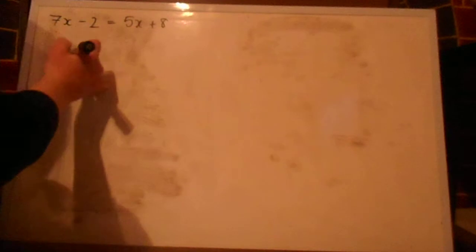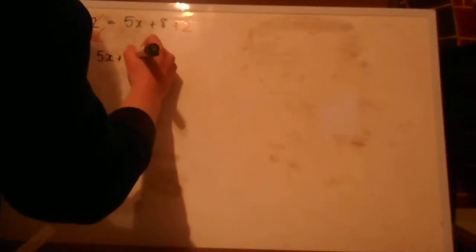So let's start firstly by getting rid of this 2. In order to get rid of my negative 2, I need to add 2 to both sides. So let's go straight on here, plus 2 to get rid of it, because that's going to leave us with 0. I'm going to add 2 over here. That'll leave me with 7x on the left-hand side equals 5x, and 8 plus 2 is going to give me positive 10.